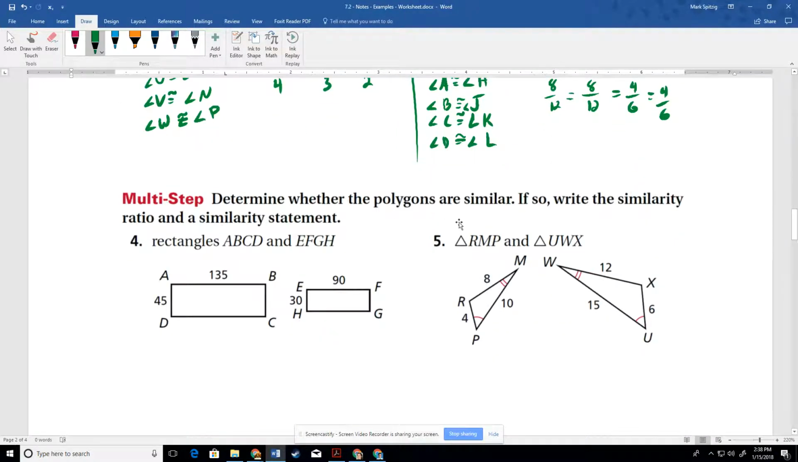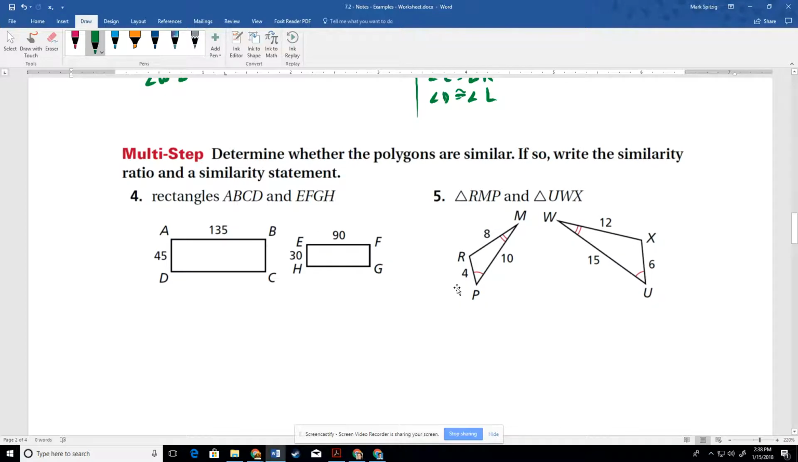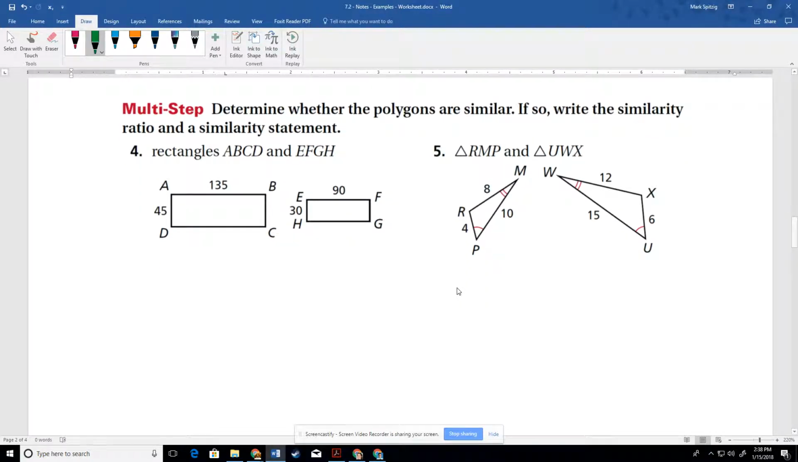All right, determine whether the polygons are similar, and then if so, write the similarity ratio and similarity statement. Okay, so we should determine if they're similar. In this case, these are rectangles, so we know that these sides are congruent. So all I really have to do is check 2 ratios instead of the 4, because we know they're going to be the same. So I'm going to say, well, is 45 over 30 equal to 135 over 90? I'll mark it as a squiggly instead of congruent.